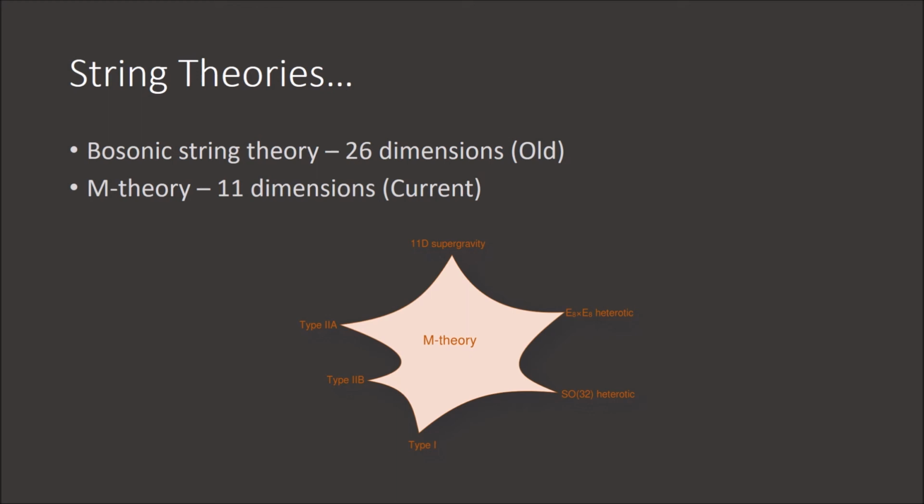Bosonic string theory is the old one, which states that there are 26 dimensions, and M theory, maybe mystery theory or master theory or whatever you want to call it, has 11 dimensions, and is the current one. It's made out of 5 theories, as you can see in the diagram, which results in an 11-dimensional supergravity, which is at the top.